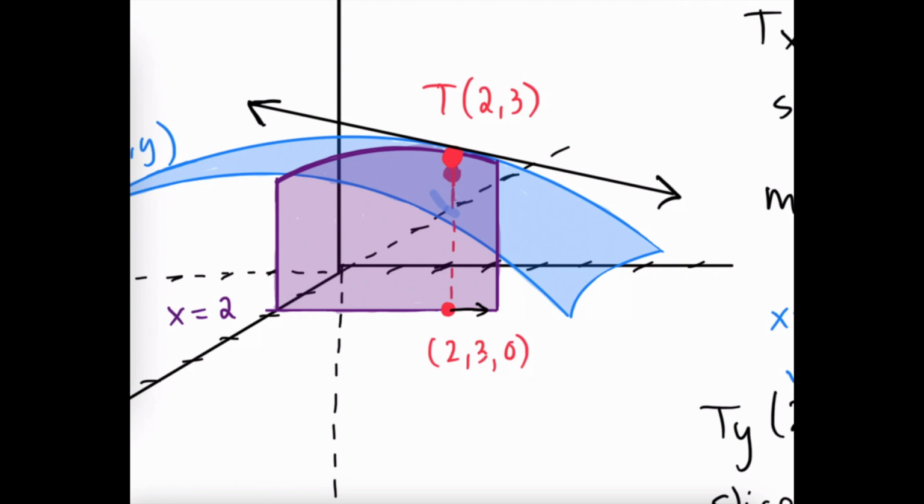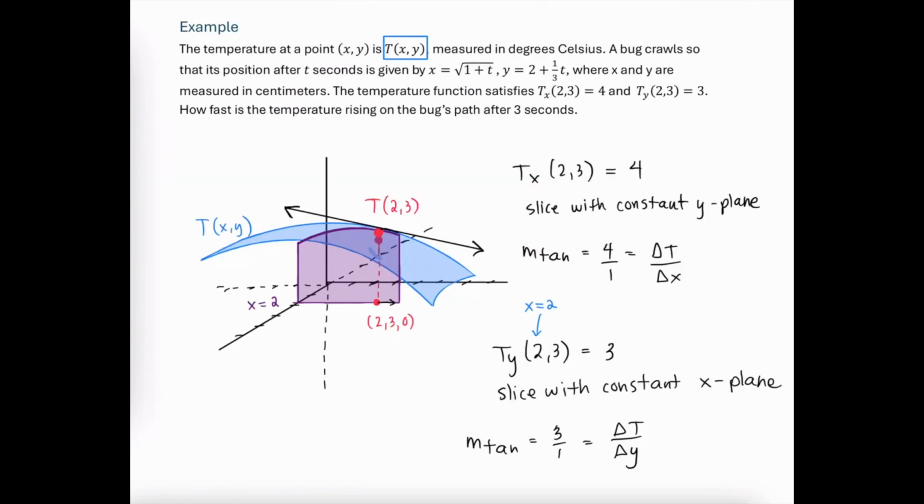Now, my temperature concept drawing appears to be going down, so this is not a great drawing. The slope of this line should actually be up 3 degrees Celsius for 1 centimeter change in the direction of y. So I should have a tangent line looking more like this, but my concept drawing is just to give us an idea. So the question is, how fast is the temperature rising on the bug's path after 3 seconds?